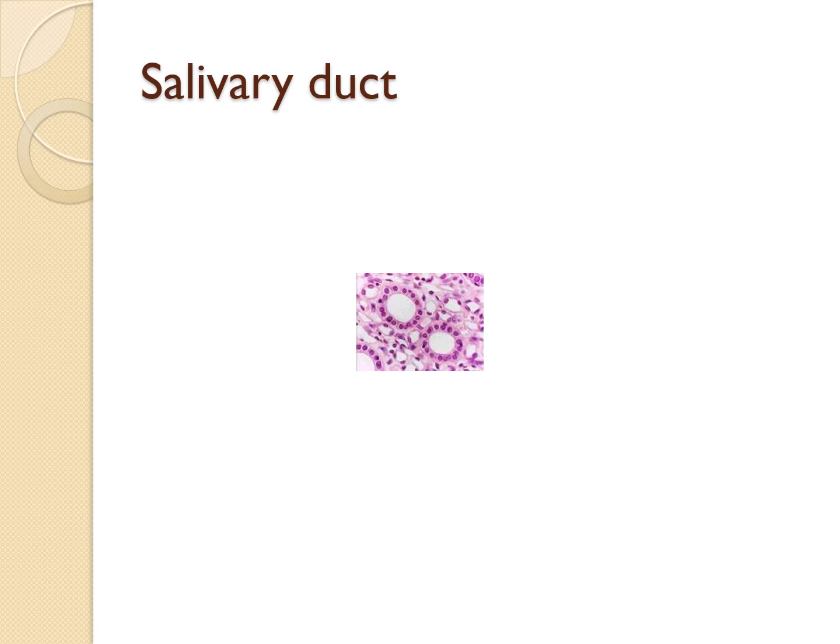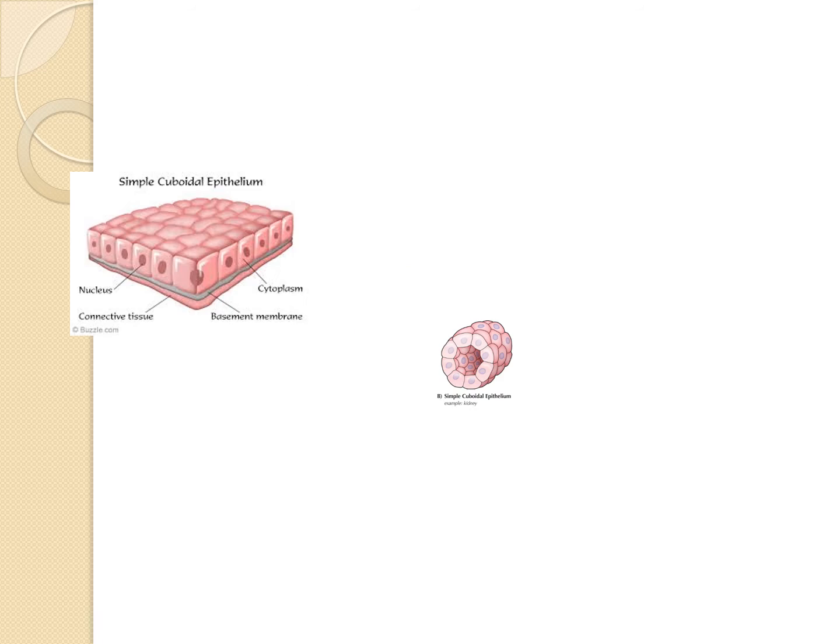Now the salivary duct is also an example of this simple cuboidal epithelium. Here you can see this cuboid shape. So this is the appearance of a single layer of cells that look like a cuboidal shape. So this one is the simple cuboidal epithelium.